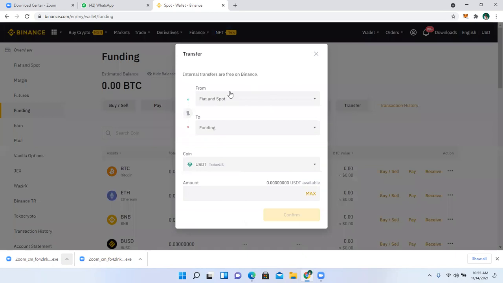Sorry, just click on transfer from funding to sports. Funding and P2P have been integrated recently. I think this week they integrated P2P and funding, so they mean the same thing. So just move from your funding wallet to your spot wallet. Indicate how much you want to move, and then just click on continue and confirm.